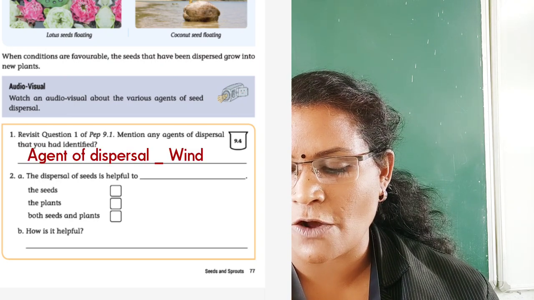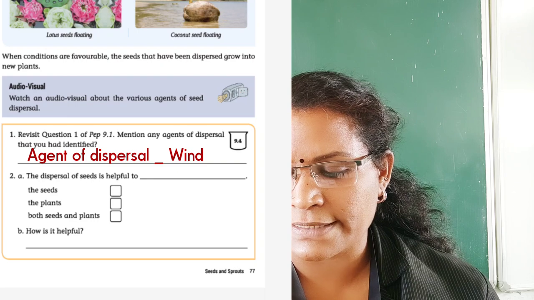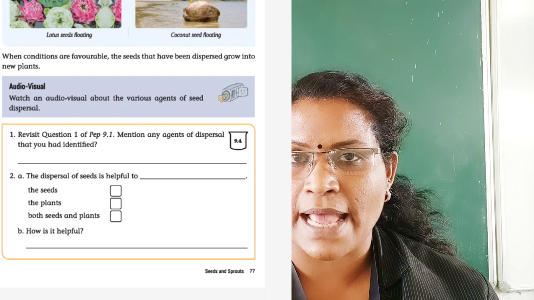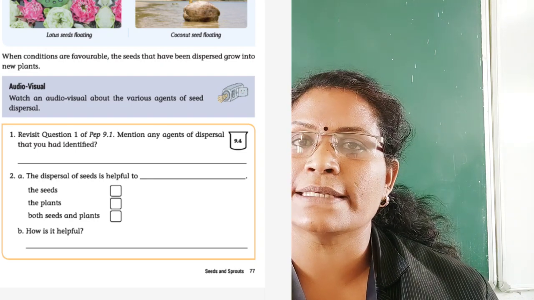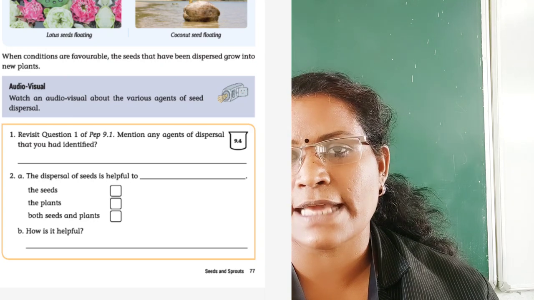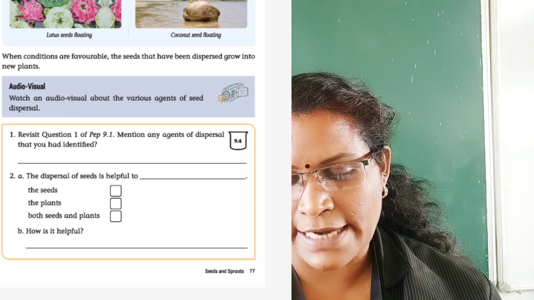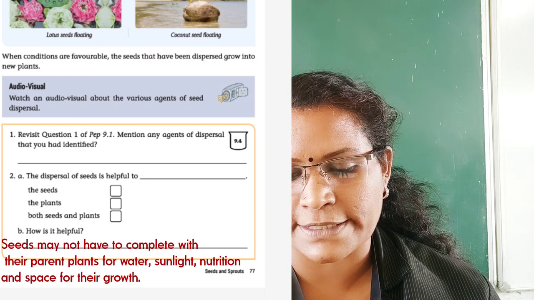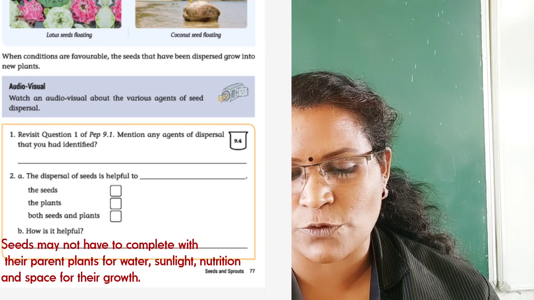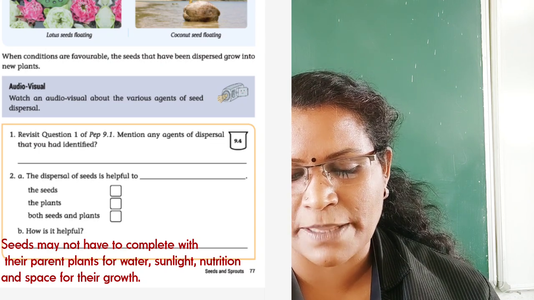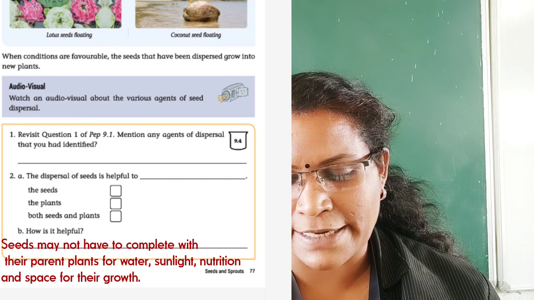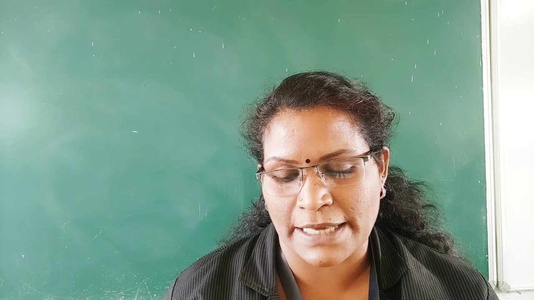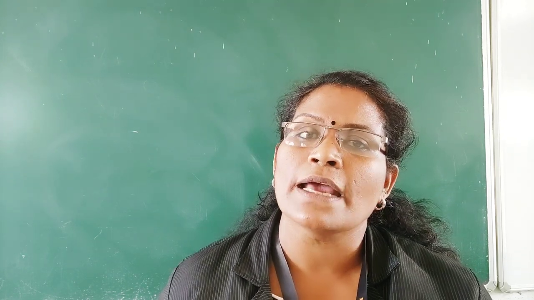Second one, the dispersal of the seeds is helpful to seeds, plants, both seeds and plants. So you have to tick both seeds and plants. And the third question is, how is it helpful? Can you think how is it helpful? Yes. So you can write there, the seeds may not have to compete with their parent plants for water, sunlight, nutrition and space for their growth. Seed dispersal will help the plant reproduce by spreading its seeds to other places. So the reproduction can take place by spreading its seeds to other places.